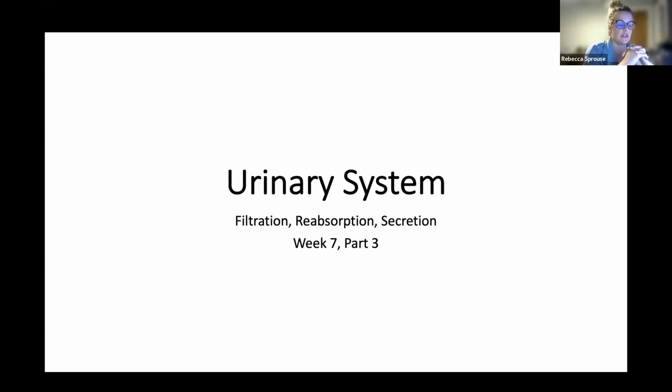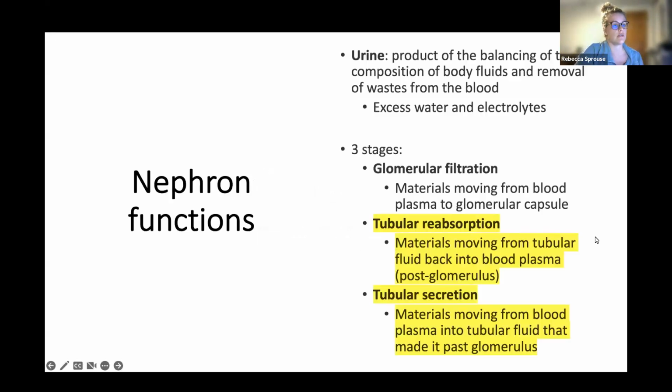Lecture 3 is going to go over the three major functions of urine formation of the kidney. These are going to be filtration, reabsorption, and secretion. We've already talked a lot about filtration in lecture 2, which has to do with the glomerulus, but in this lecture, we're mainly going to focus on reabsorption and secretion.